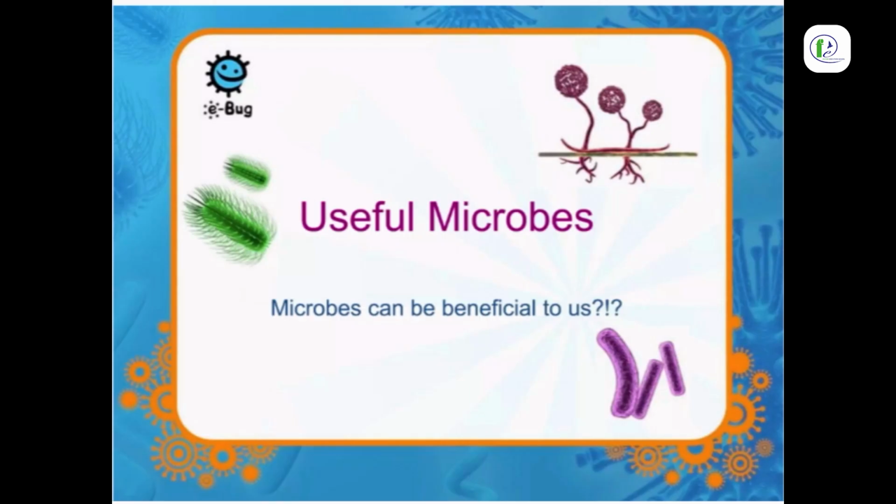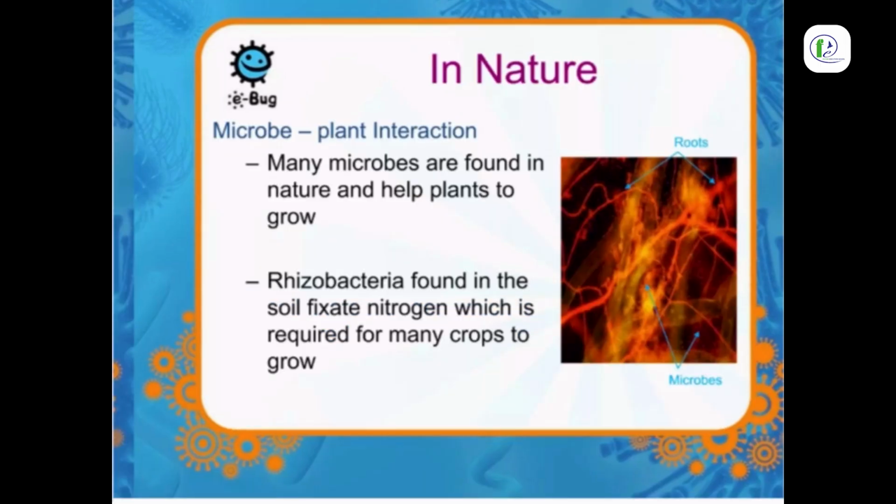Microorganisms are also useful in our daily lives. Some of these uses are mentioned here: food industry, medicines and vaccine industry, and agriculture. First, plant interaction. Microbes are also called microorganisms. Many microbes are found in nature and help plants to grow. The bacteria absorb nitrogen from the atmosphere and convert it into nitrates. These serve as natural fertilizers for plants.